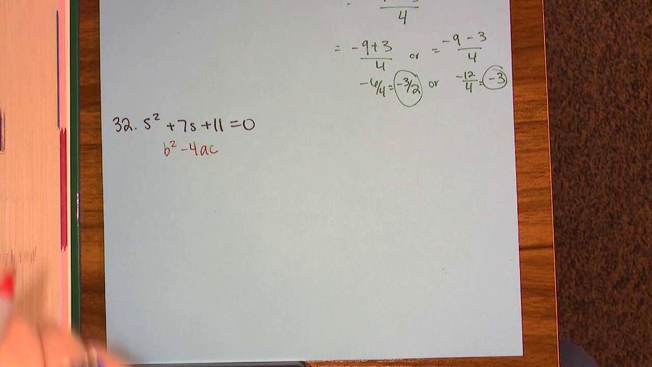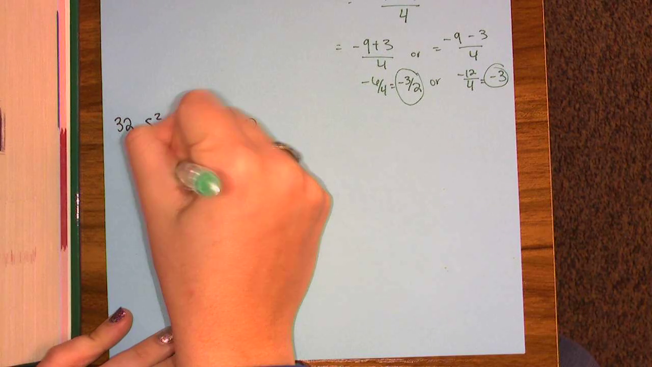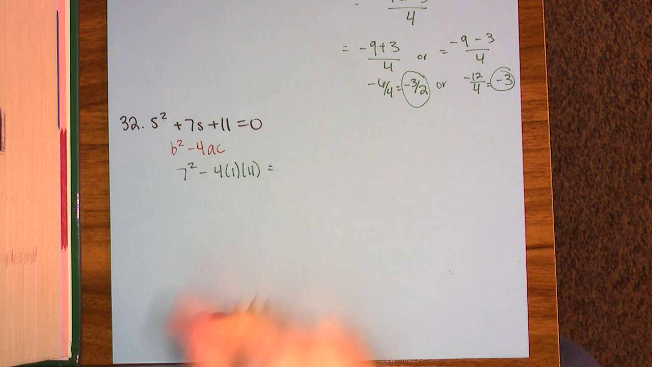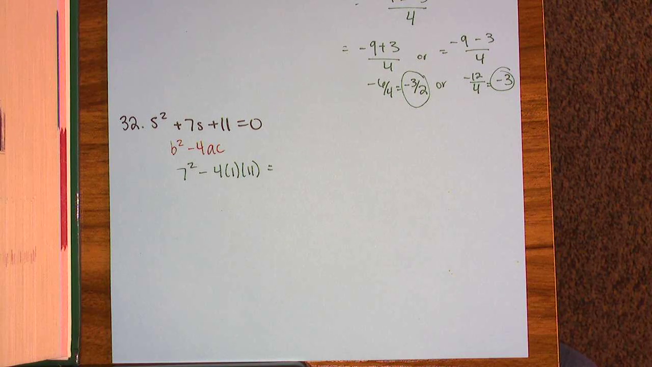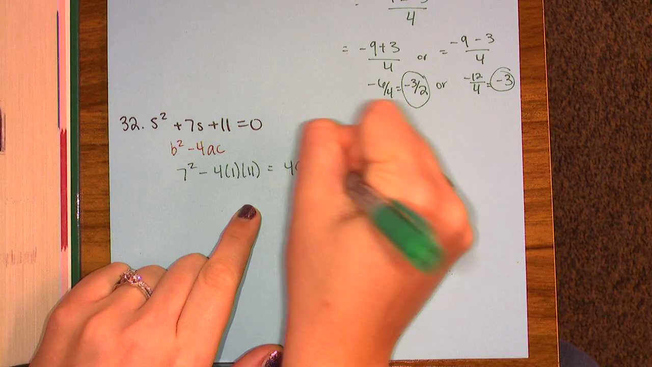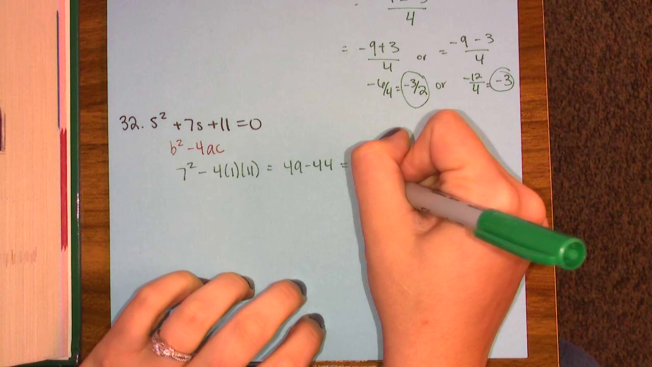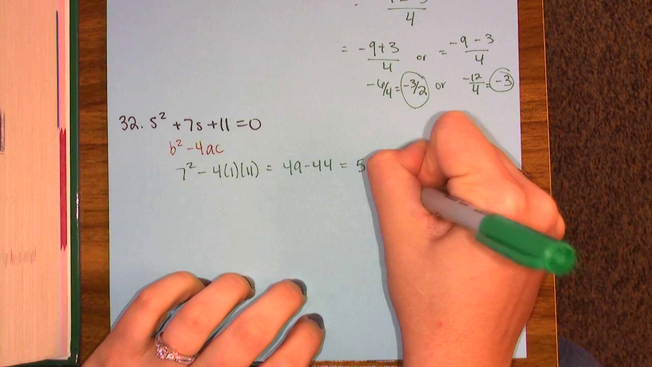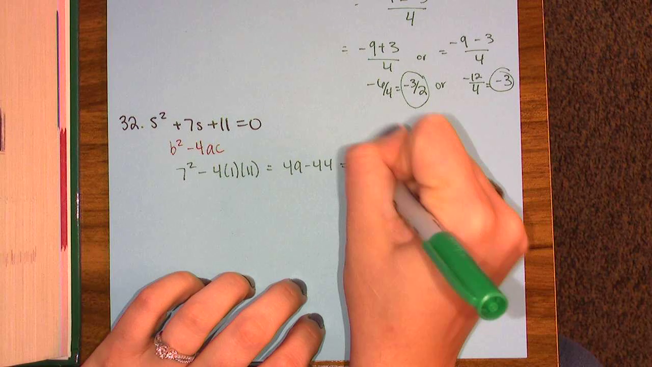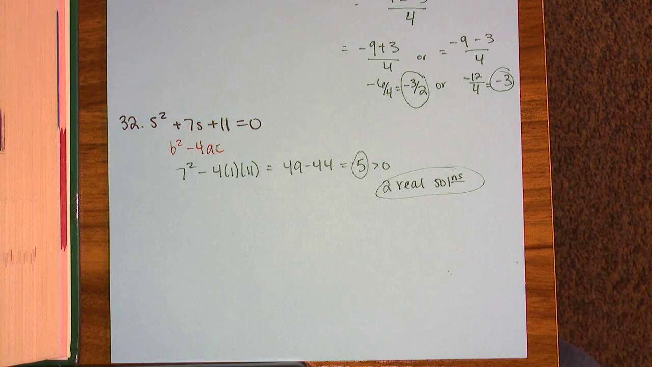So we can plug these numbers in then. So b squared, that's going to be 7 squared minus 4 times 1 times 11. So that is going to be 49 minus 44, which is equal to 5. So how many solutions do I have? It's greater than 0, so 2 real solutions. So the book, we're looking for the answer of what the number value was and then how many solutions and what kind of solutions it is.